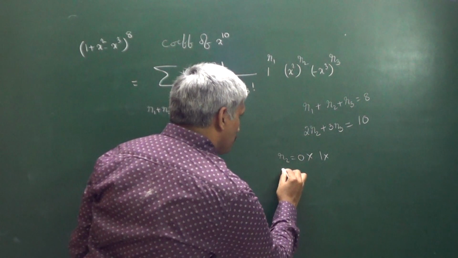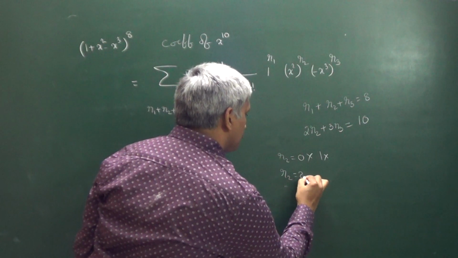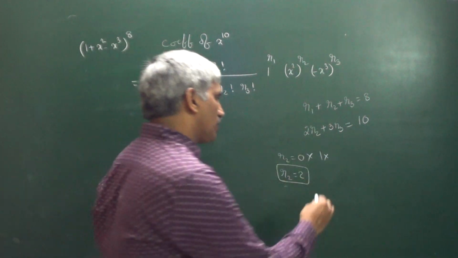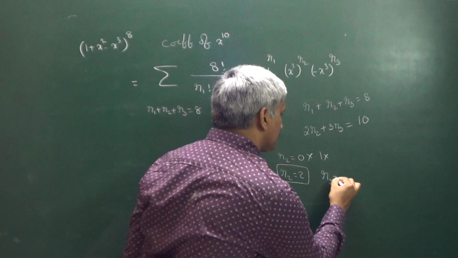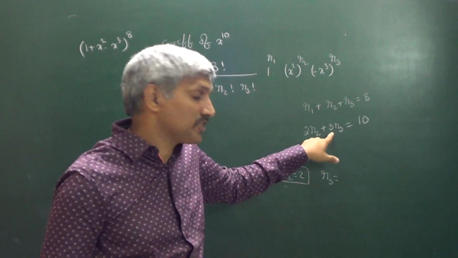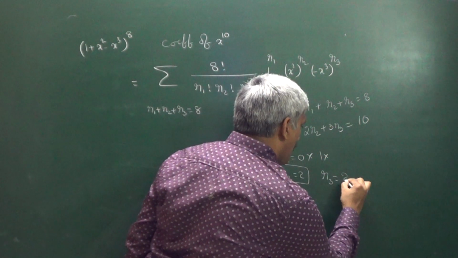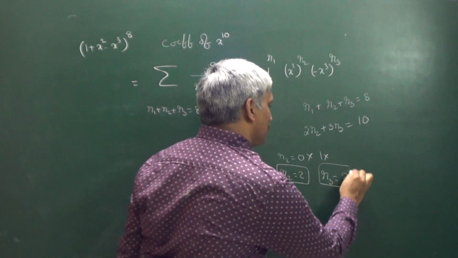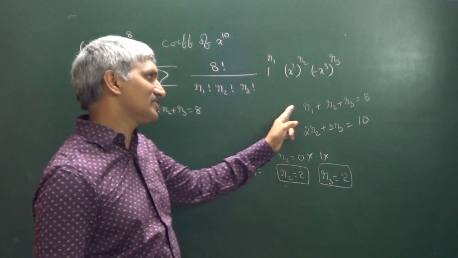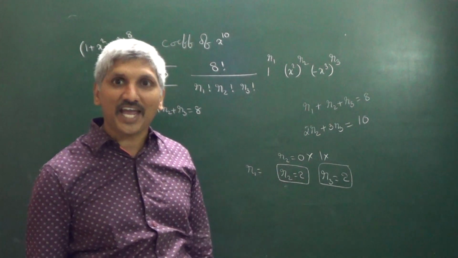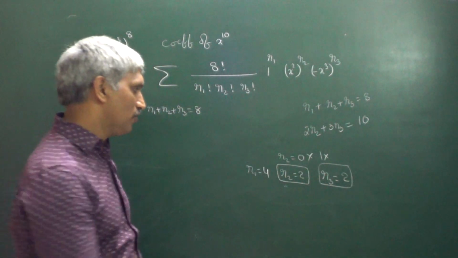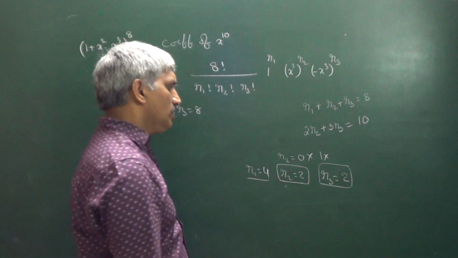Next, r2 is equal to 2. When the value of r2 is equal to 2, what is the value of r3? 2 2s are 4, 10 minus 4 is equal to 6, 6 by 3 is equal to 2. That's why the r3 value is equal to 2. Now tell me, what is the value of r1? r1 plus r2 plus r3 must be 8, so 2 plus 2, this r1 value must be 4.